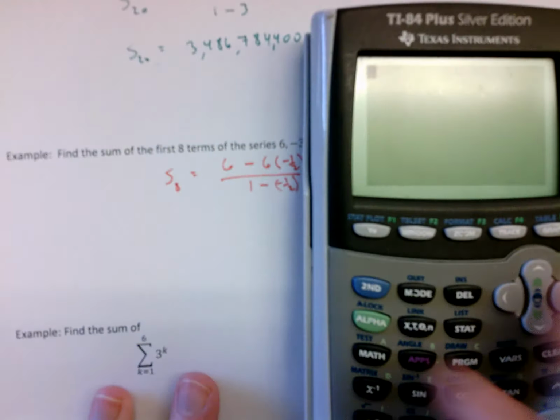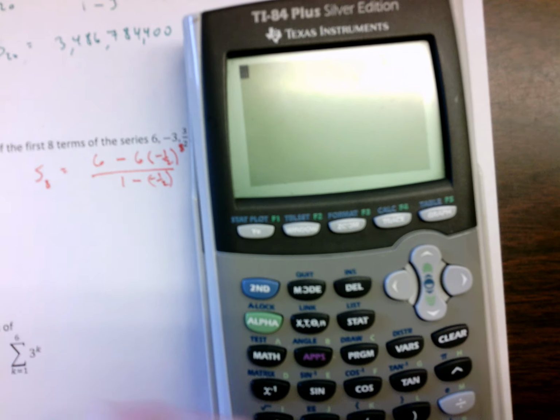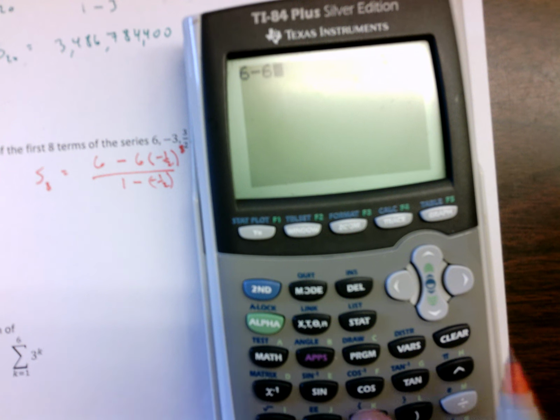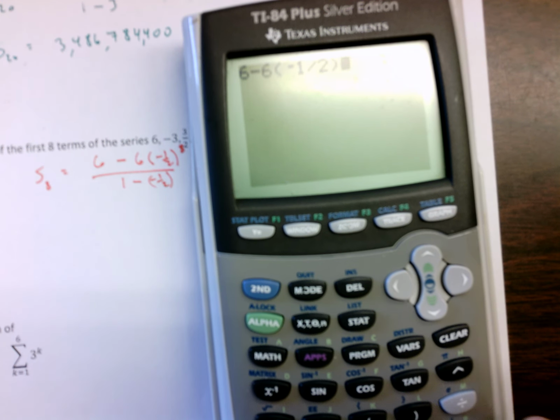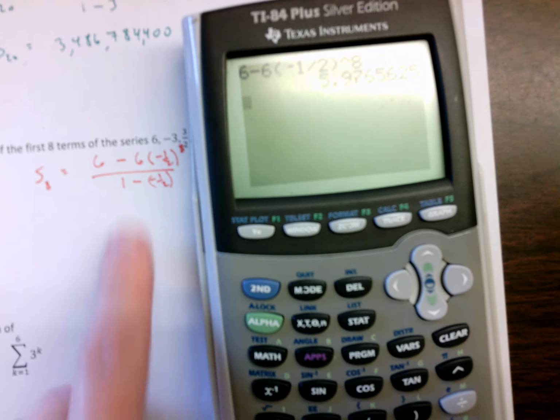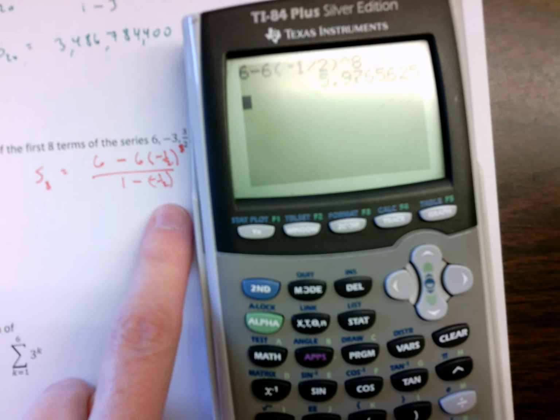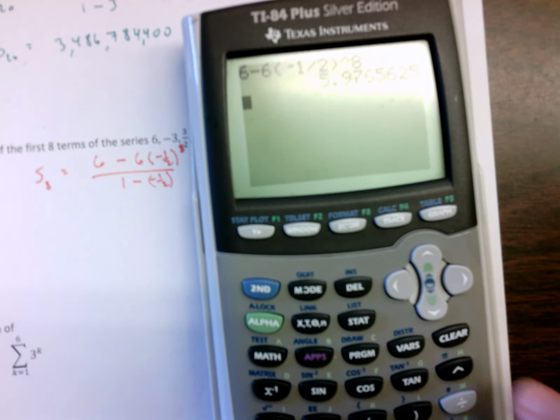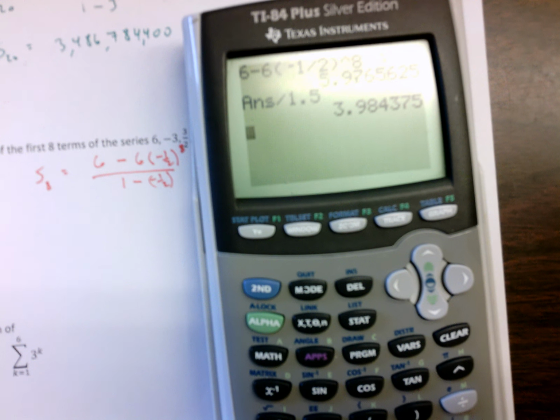Cool, so back to my calculator. Be really careful about your parentheses here. So it'd be 6 minus 6 times negative 1/2 raised to the 8th power. And then 1 minus negative 1/2 is going to be 1 plus 1/2. So divide that by 1.5.